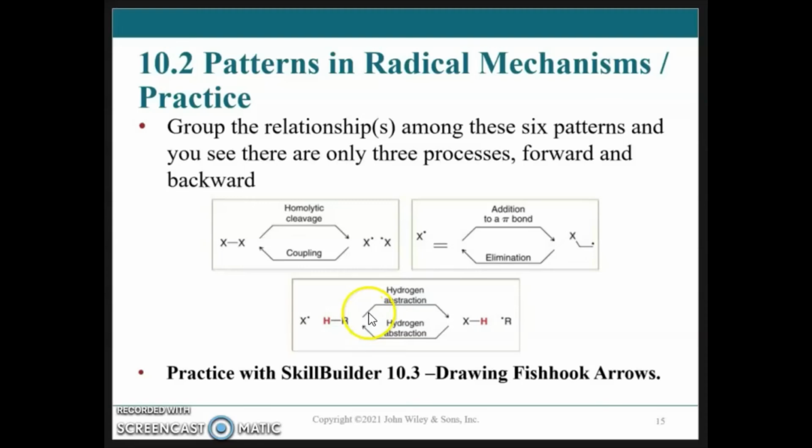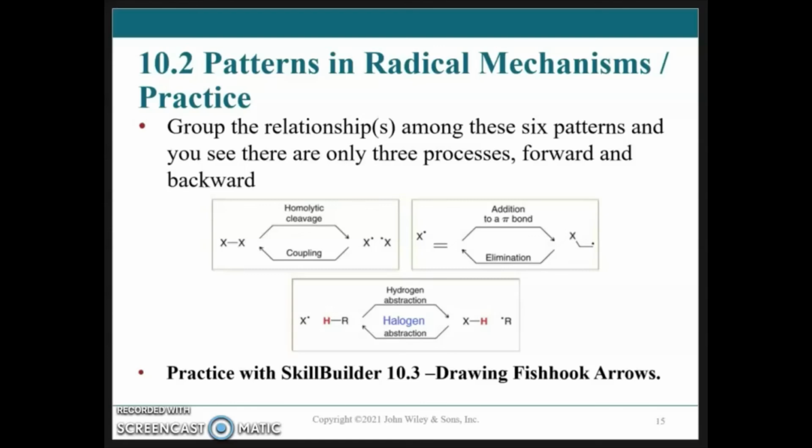And then the hydrogen abstraction and the halogen abstraction can be thought of as 2 sides of the same coin. So these are the 3 arrow pushing patterns. So the reverse is the halogen abstraction. So now let's look at these patterns in a little more detail.